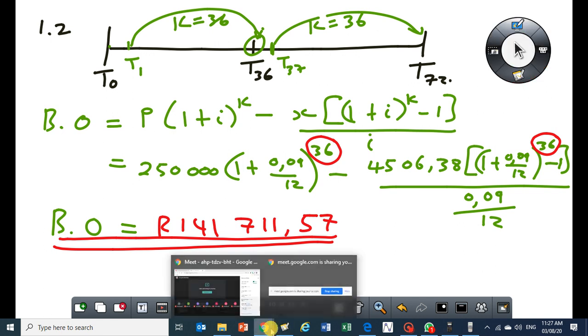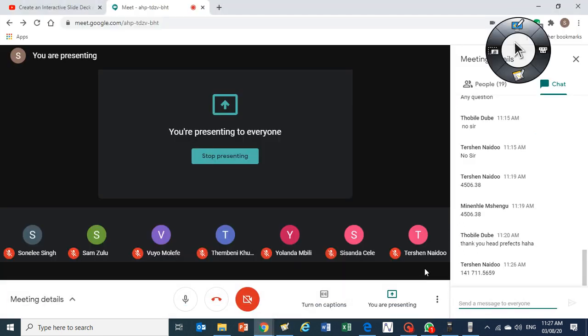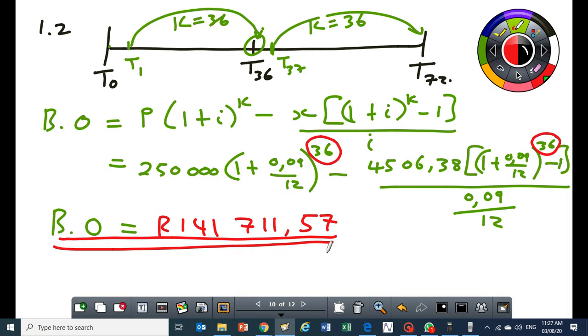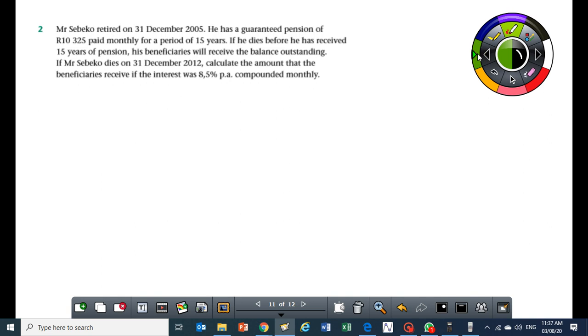Is there anybody who has got a question? You draw a timeline so that you can visualize what's happening. Okay, let's draw the timeline first.